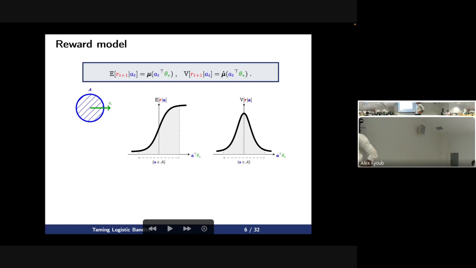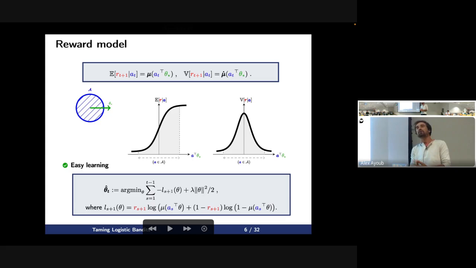The expected reward is what we care about for performance, but another quantity of interest is the variance of the reward, because it corresponds to the amount of noise that we have for an observation. And this varies with the action in the logistic bandit. So we have heteroscedasticity. The variance of the reward is also connected to the logistic function because it's the derivative of the logistic function at the inner product. So this is this bell shape. So it's a nonlinear model, but we have easy learning. And that's the main reason why we focus on this kind of problem.